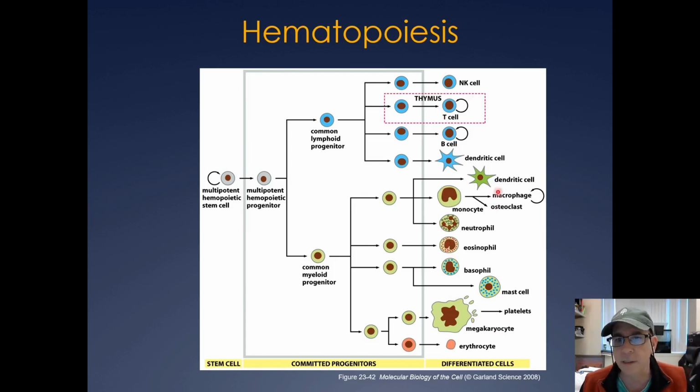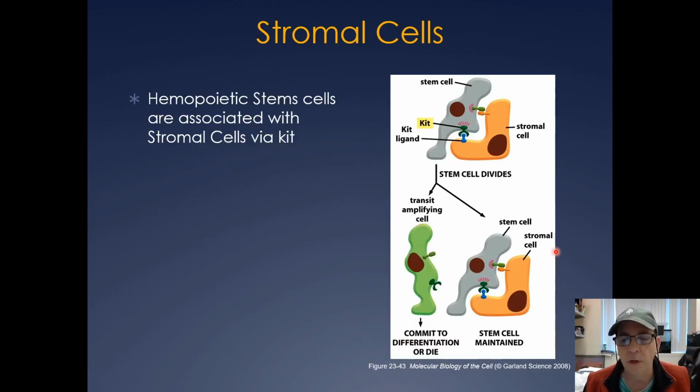So it has a lot to do with, if you have leukemia and you need a bone marrow transplant, this is why, because whatever cell you need to be replenished with good cells, you can just get a bone marrow transplant. Now, what gives stem cells their stemness is basically stromal cells.